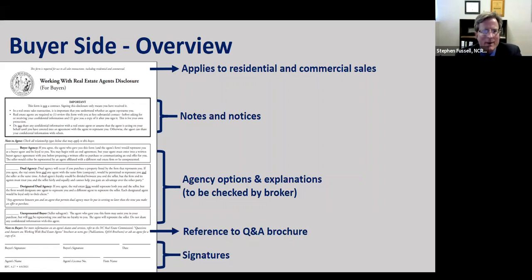basically, if you want more information about agency, here's access to a brochure that will provide more information. And of course, after you have reviewed this form with the buyer and answered any of the buyer's questions, you'll ask the buyer to sign the form, and you'll put your name and license number and firm name on it.